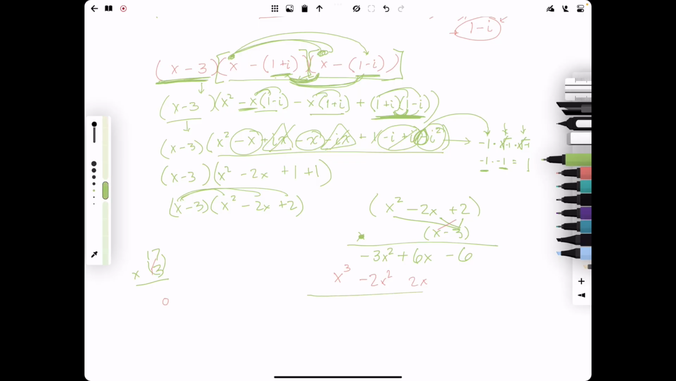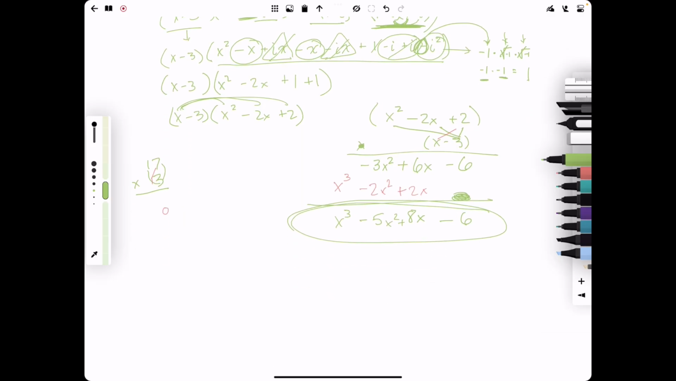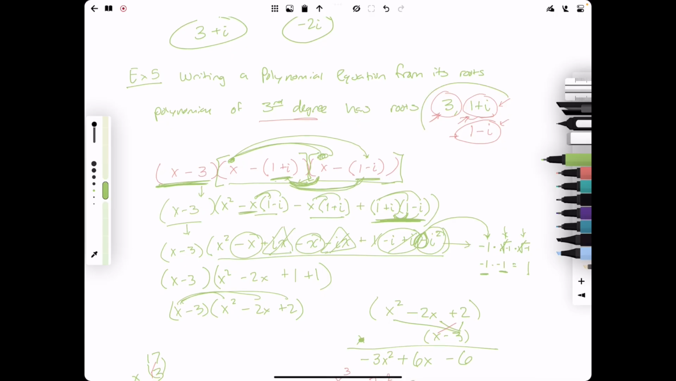So when I go to add these, there's nothing to add here, so it's just negative 6. Then 6x plus 2x is 8x. Then I have a negative 3x squared and a negative 2x squared, so a negative 5x squared. And then plus x to the third. The signs in front of them serve as the plus or minus. So there's your final multiplied out polynomial in correct form from the original roots given.